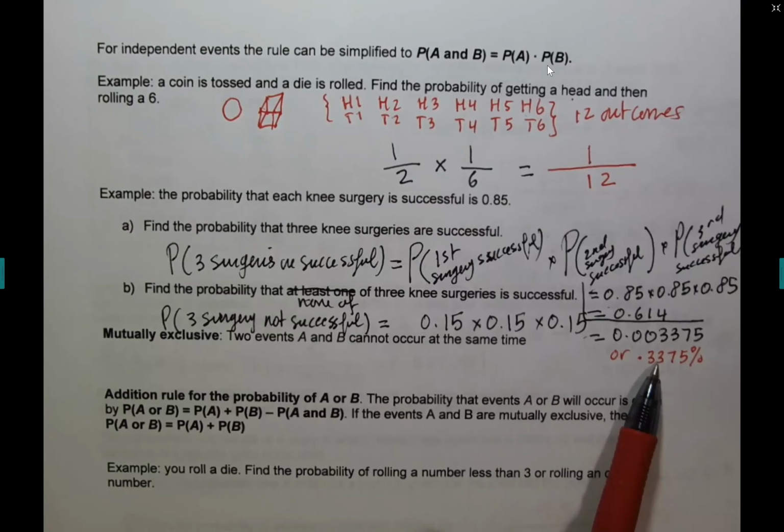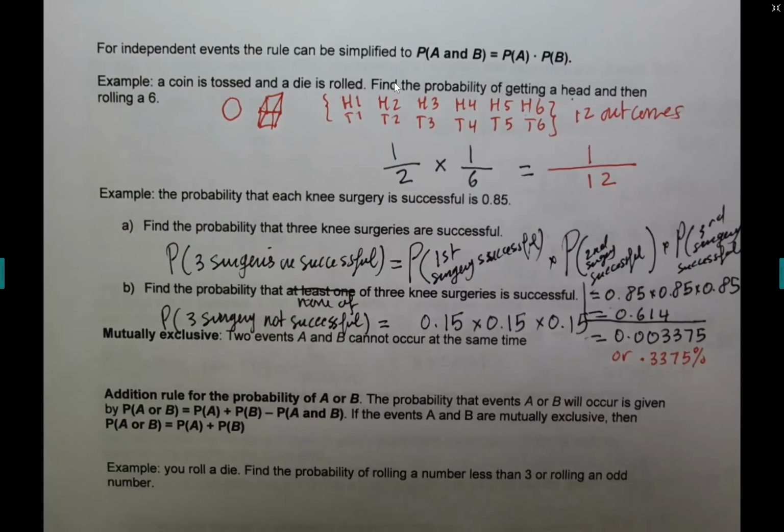It's not ruled out, it's not zero, but it's 0.3375%. Okay? Any questions, guys?